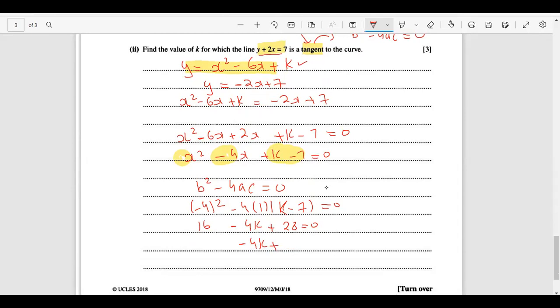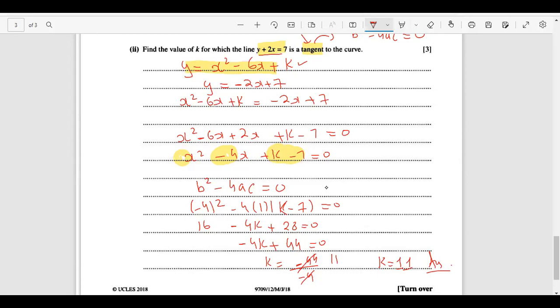And then we have 16 plus 28, so that would give you 44 equals 0. So k is going to be minus 44 divided by minus 4, and it would give you 11. So k is equal to 11. This is going to be the answer. Okay, it's positive 11. So again, this question was easy.